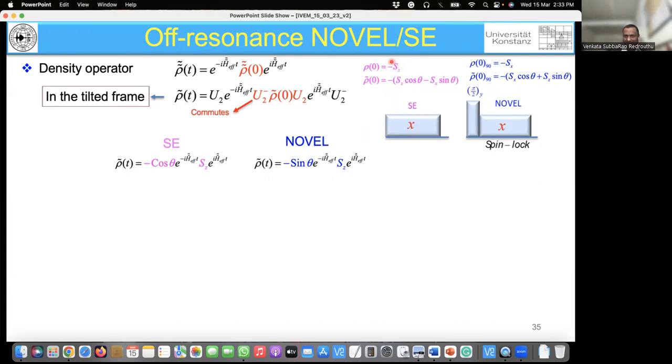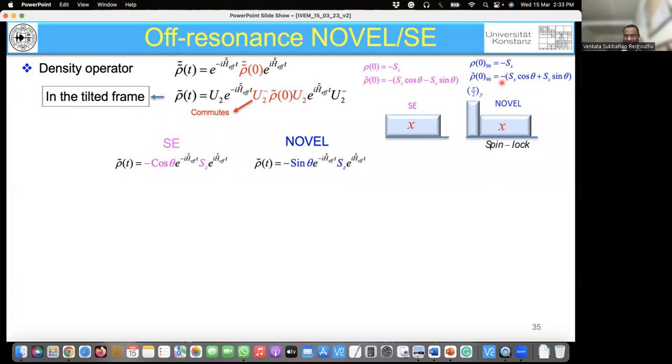So the initial magnetization starts at minus z direction. Once we apply the tilt, this is what it is. It just has minus z, Sz cos theta in this form, and then the same thing for NOVEL. So until here is after the pulse we have Sx, and then when we take this Sx into the tilted rotating frame, we have this form.